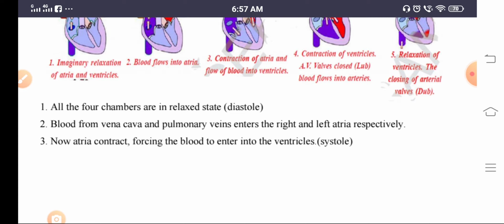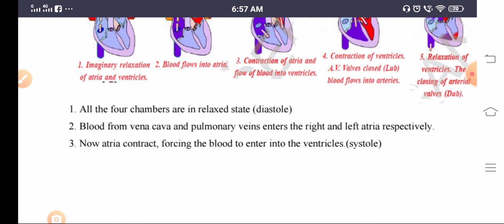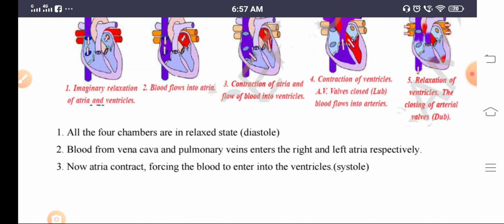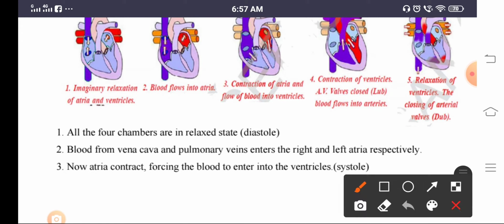In the first step, all 4 chambers are in a relaxed state. That means the auricles and ventricles are in diastole, the relaxed state. In the second step, blood from the caval veins, the vena cava, and the pulmonary veins enters the right and left auricles.